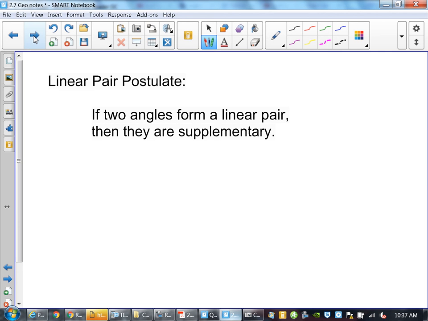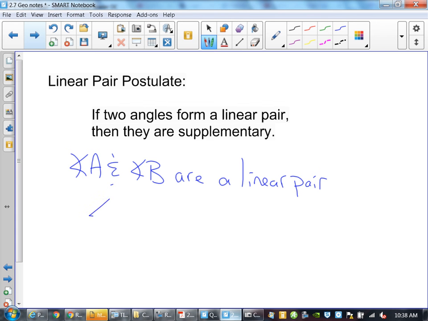Now, if I told you an algebra problem, and I said, hey, angle A and angle B are a linear pair. Angle A is 3x, and angle B is 2x. What do you do to solve for angle A and B? 3x plus 2x equals 180. Exactly. Because you know that a linear pair creates supplementary angles. You know that on here it says if they're supplementary, they add to equal 180.